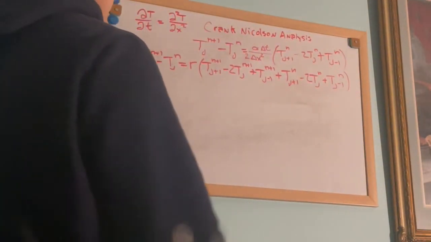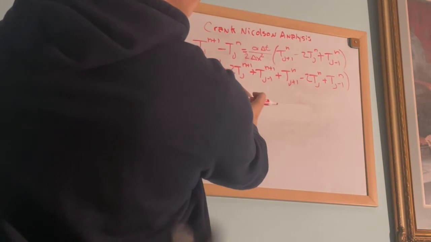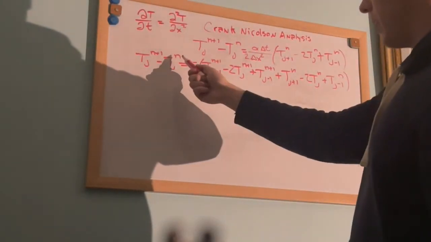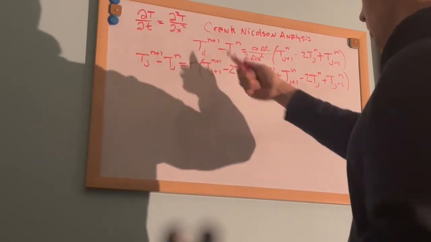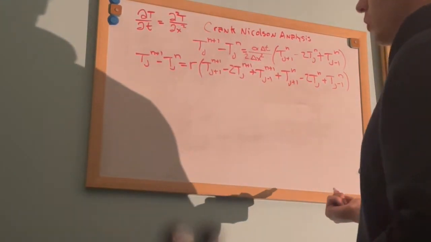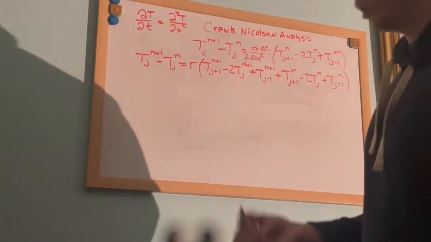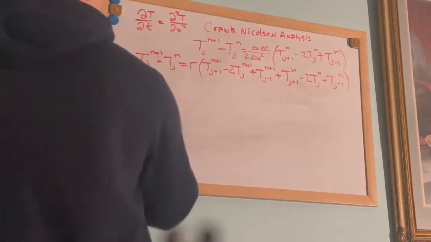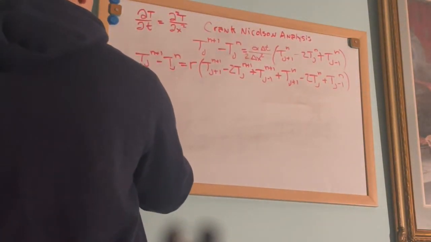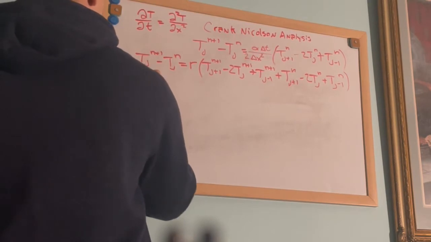What you end up having to do is basically distribute this r out, and then you would move all the n+1 terms to one side, and then move all the regular n terms to the other side, and that's all you would do. So let me go ahead and do that real quick for you guys. So you would have Tj n+1 minus Tj n.